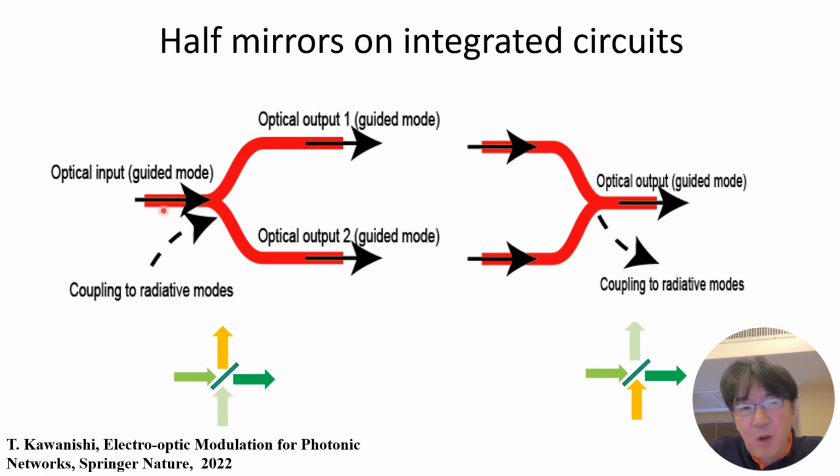It seems to be a one input and two output device, but virtually there's another input. And it looks like a two input and one output device, but here's another virtual output port. So to describe these structures mathematically, we should take into account this part. But in an actual device, we don't use the coupling to the radiative modes. This is a very important feature to understand the function and the physics of the Mach-Zehnder modulators.